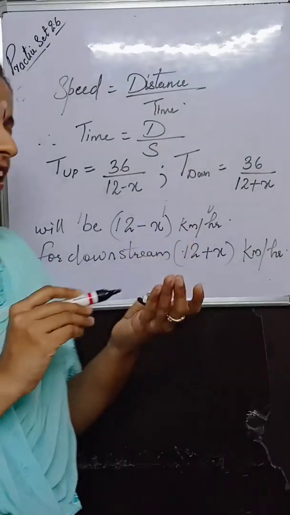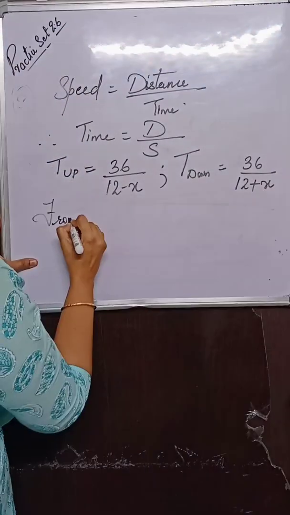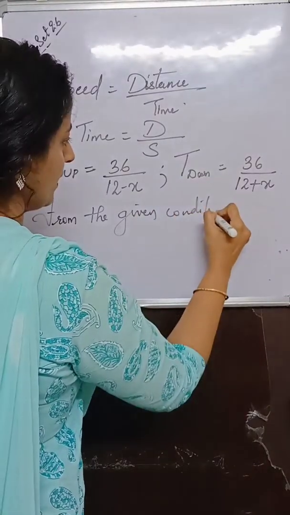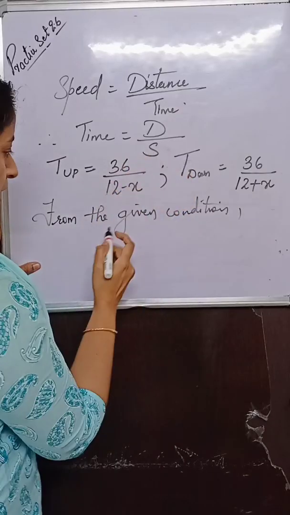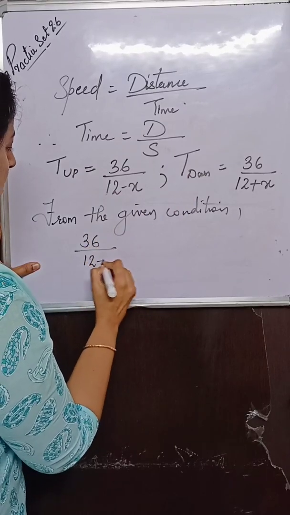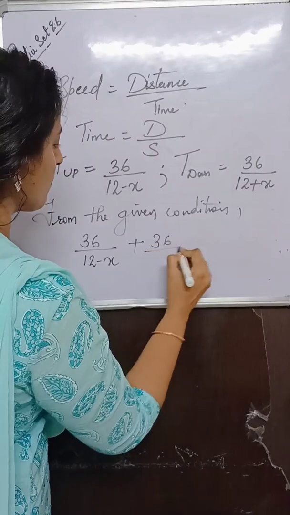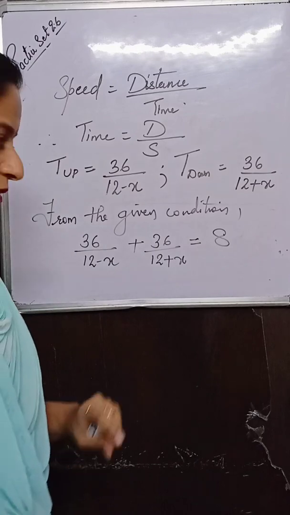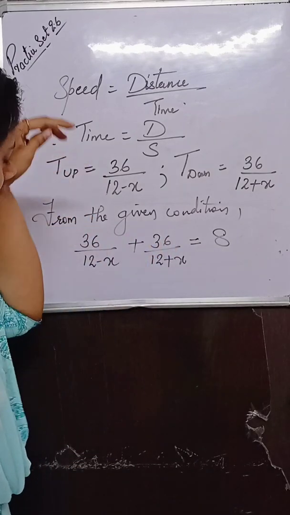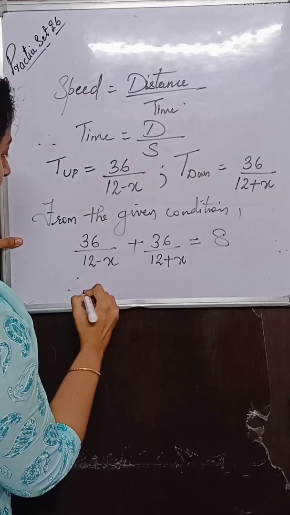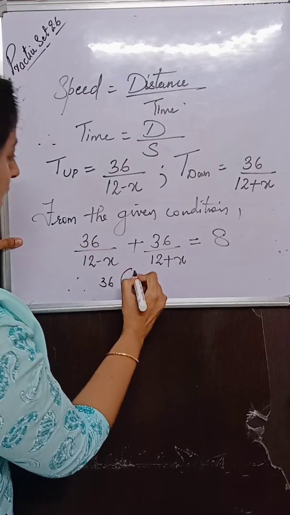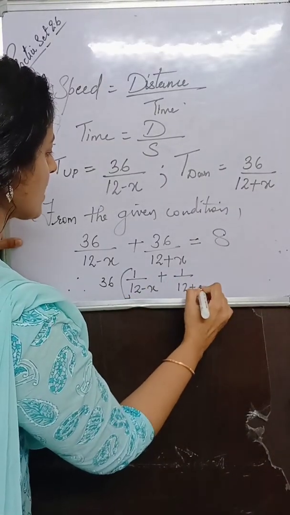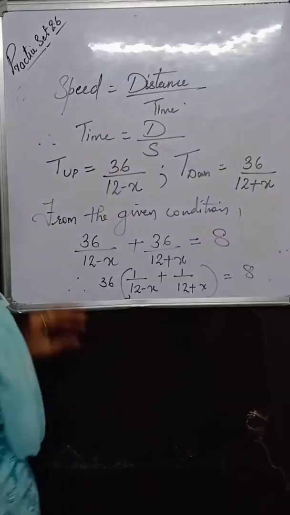So, now you will write from the given condition, time taken for upstream 36 upon 12 minus x plus 36 upon 12 plus x. Total time is given as 8 hours. Okay. Now 36 I can take common from the numerator. So I will take 36 out. So what I get is 36 into 1 upon 12 minus x plus 1 upon 12 plus x is equal to 8.